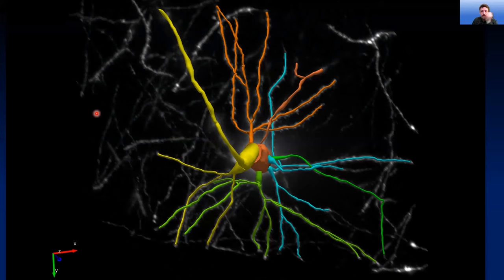And this data is certainly good enough to do branching tracing on. And you can see also some details of spines coming off these, although jury's still out as to whether you can quite get that to work as easily.